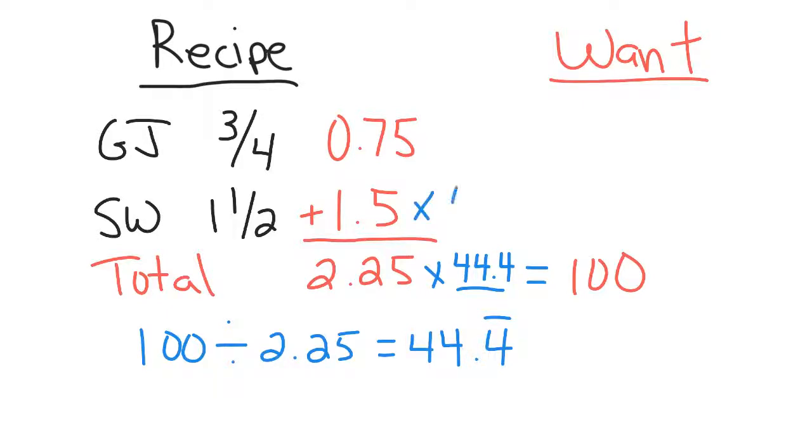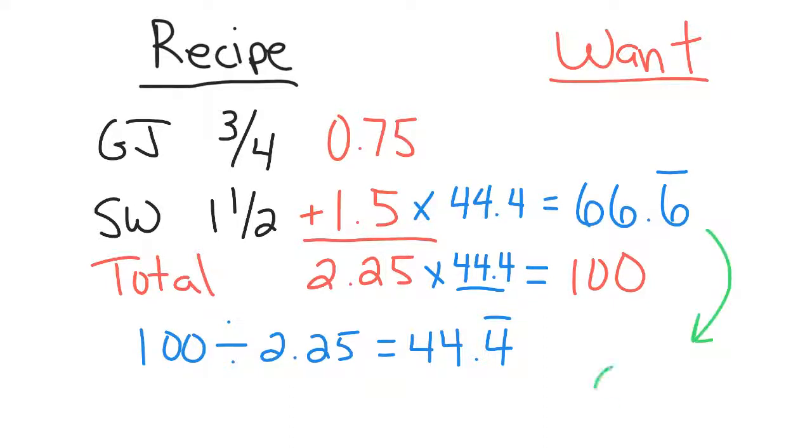I'm going to do 1.5 times 44.4, putting a decimal in there. And when I multiply that, it gives me 66.6 repeating. And this says that we need to round to the nearest tenth, so we're going to do 66.7, and that is your answer.